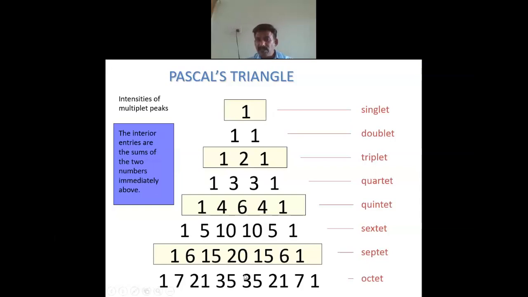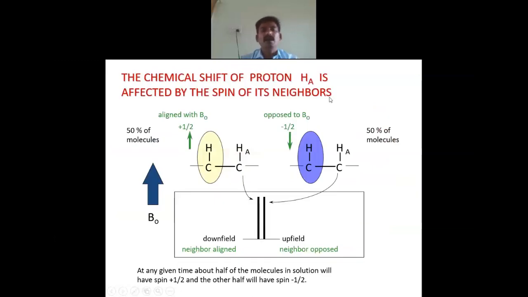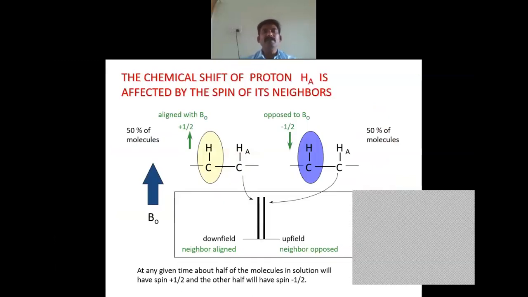So this is the 1 centimeter, 2 centimeter, 1 centimeter. 1 is to 2 is to 1. That's the triplet pattern. This is the 1 is to 3 is to 3 is to 1, the quartet pattern, according to Pascal's triangle. And the chemical shift of protons in this compound, for example CH and CH, an example compound.